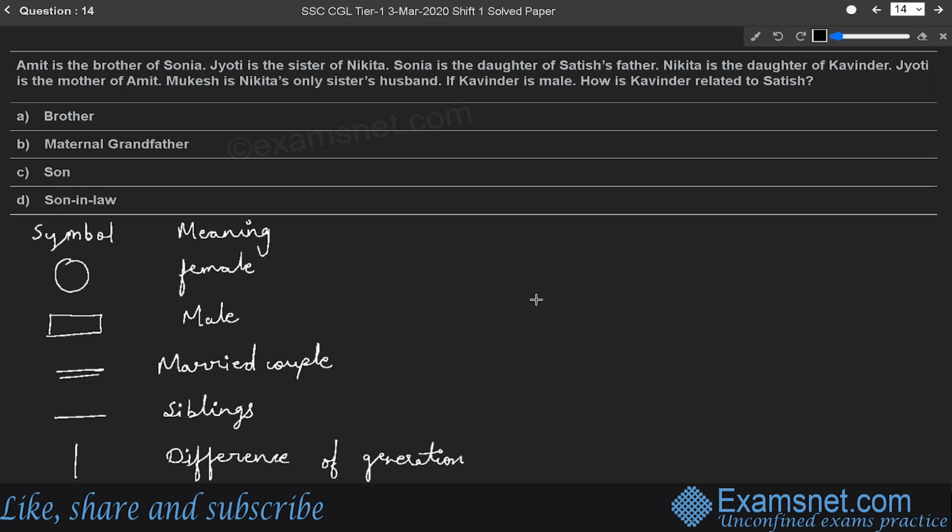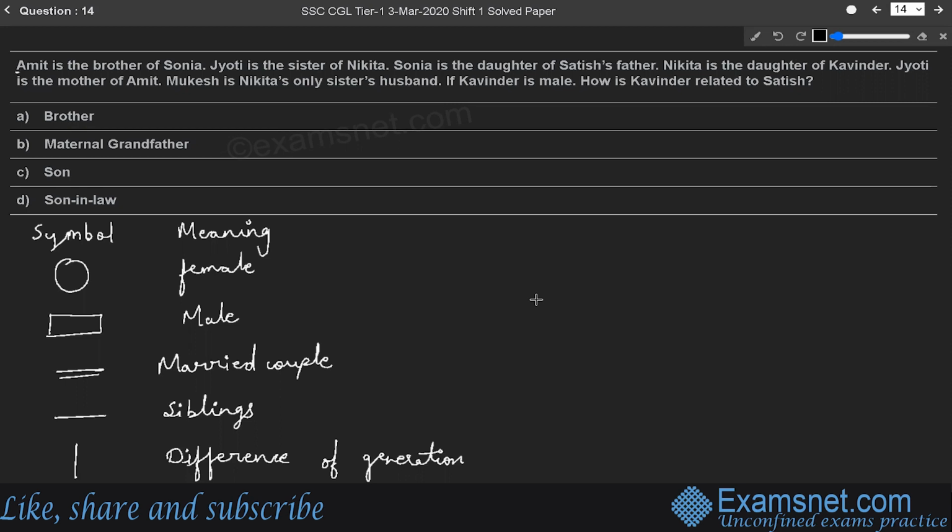Now, what we have to do is, by using these symbols and their meanings, we have to draw the family tree just to understand the relationship better. So the first line is: Amit is the brother of Sonia. It implies that Amit and Sonia are siblings.